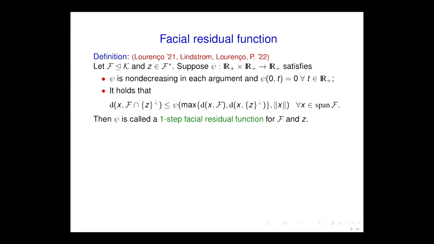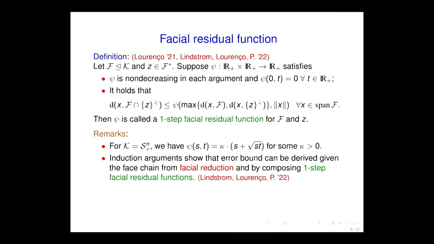Now, as an immediate example for PSD cone, it will look like this. That is exactly the function we see in the previous slide. Okay, that's why I renamed it as S and T, so that you saw it for another time. Okay, and this kappa can depend in general on F and Z.